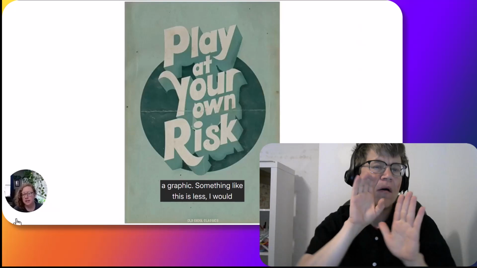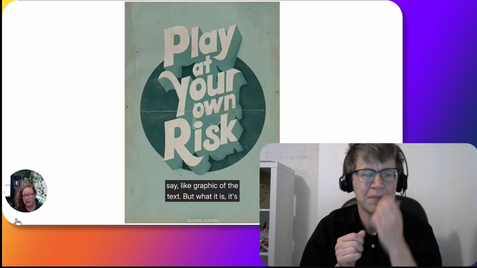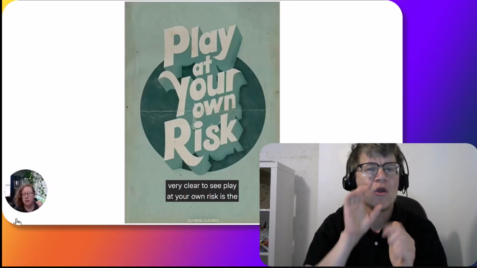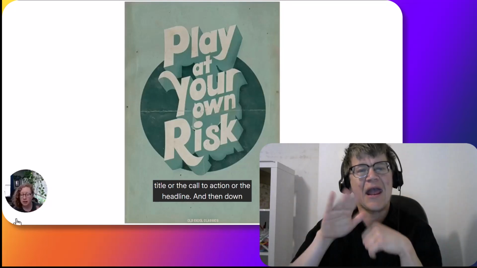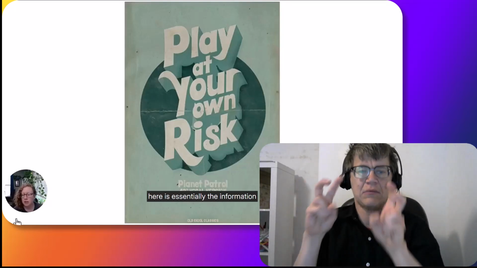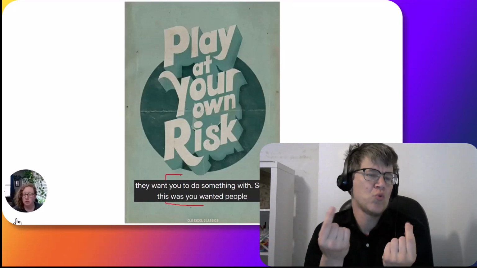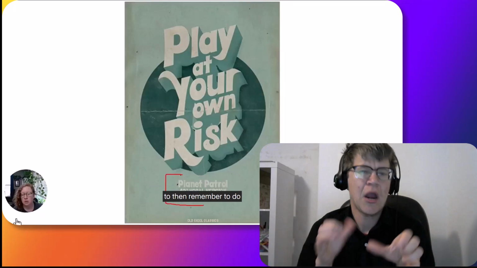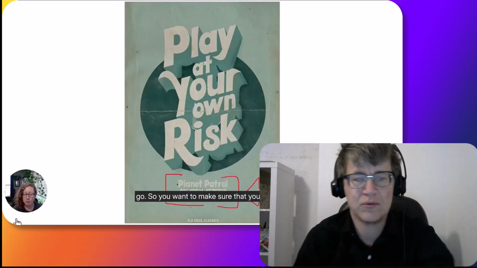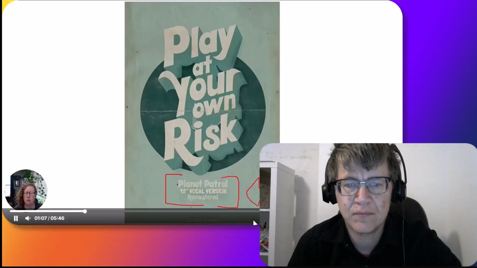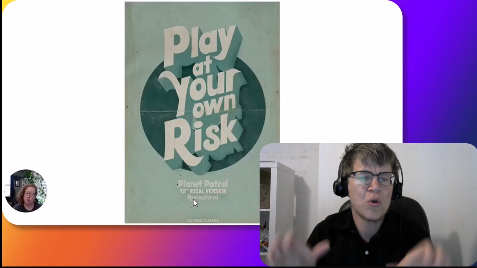Something like this is less, I would say, a graphic of the text, but what it is very clear to see is that Play at Your Own Risk is the title or the call to action or the headline, and then down here is essentially the information they want you to do something with. So if you wanted people to remember to do something, this would be where that information would go. So you want to make sure that you're thinking about what is your header, and then what do you want people to do, and make sure that both of those elements are on your poster.